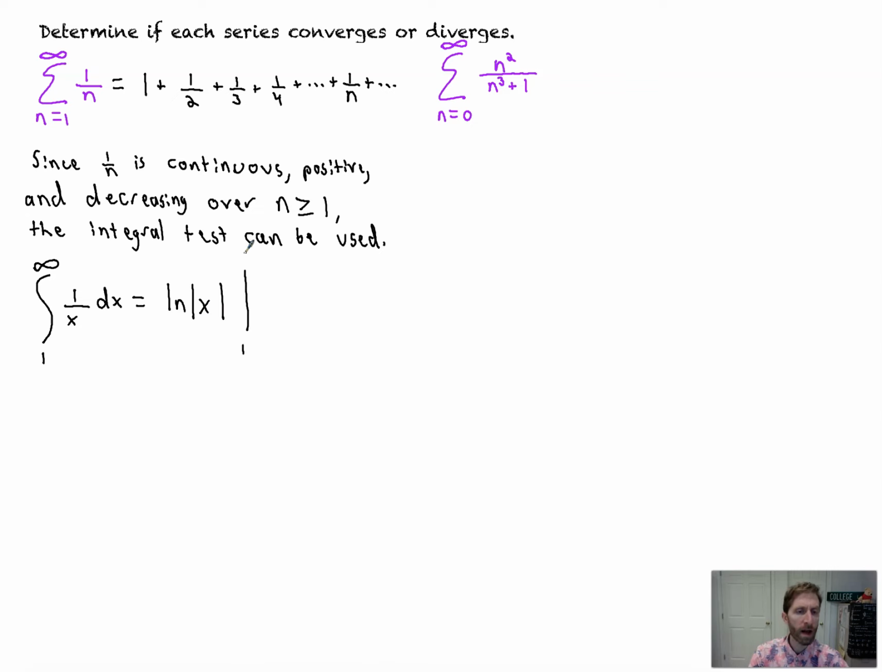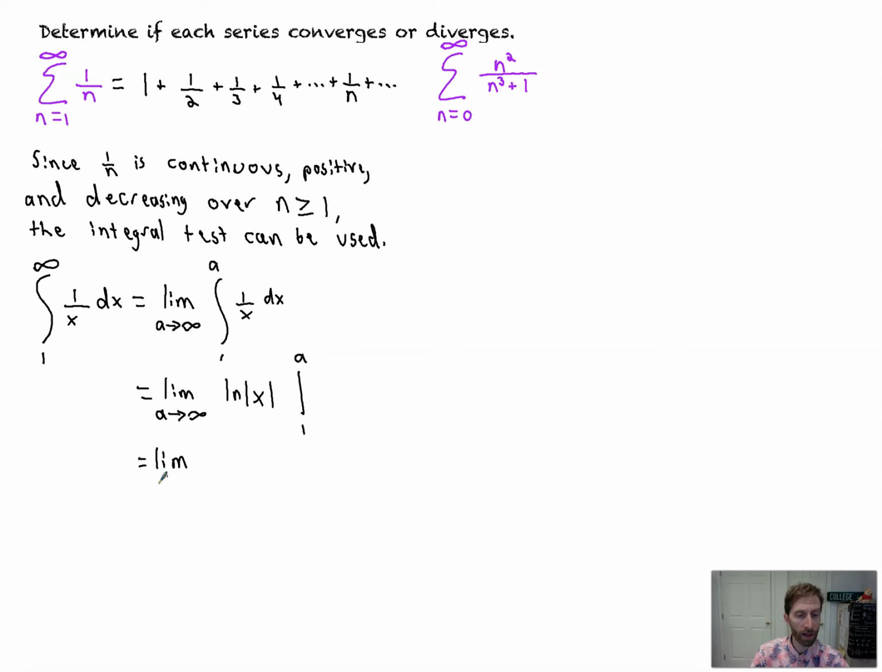Here's the one thing. To be very formal, I should have used limit notation, right? It's an improper integral after all. So the limit as a goes to infinity of the integral from 1 to a of 1 over x dx. That's going to equal the limit as a goes to infinity of ln of the absolute value of x from 1 to a. A lot of work to be shown on this test for sure, but it's just an integral. When you evaluate, we get the limit as a goes to infinity of ln of a minus ln of 1.